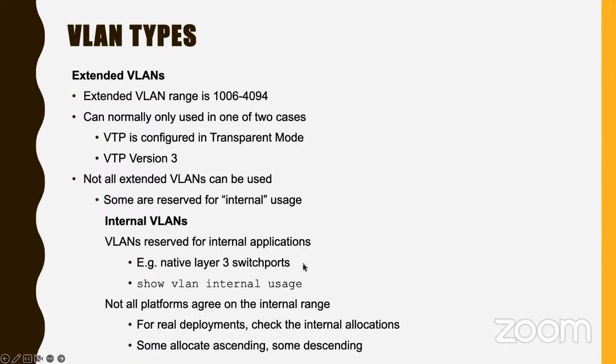But this VLAN usage is different for different switches. For example, in IOS switches, this internal VLAN usage is different. In Nexus switches, it is different. So for your real deployment, you should verify in your configuration guides whichever is applicable for Nexus and whichever is applicable for IOS.